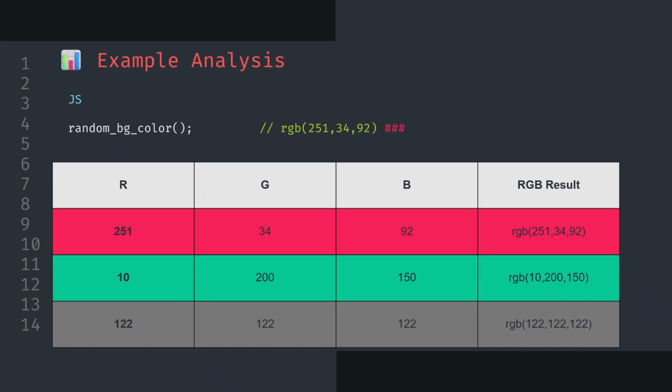Every time we call the function, it generates a totally new color. This can give you vibrant combinations or soft pastel tones. You can easily style different parts of your page this way too. Now, let's explore where you can use this in real projects.